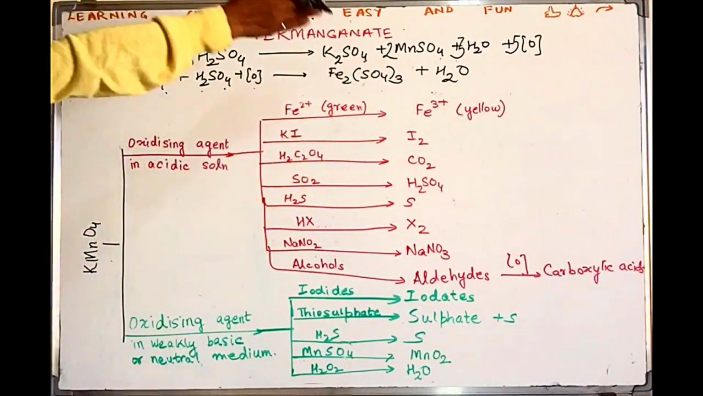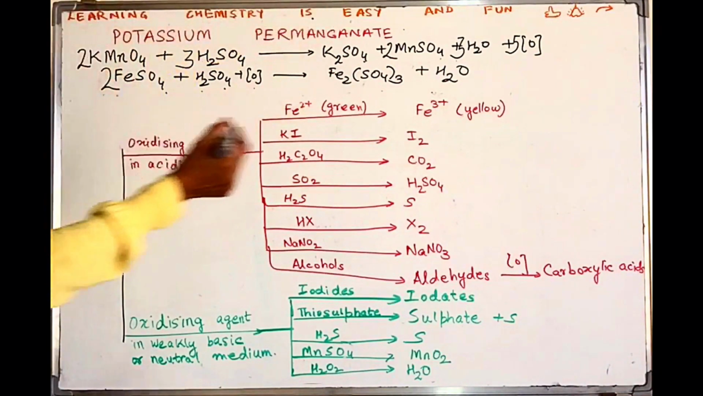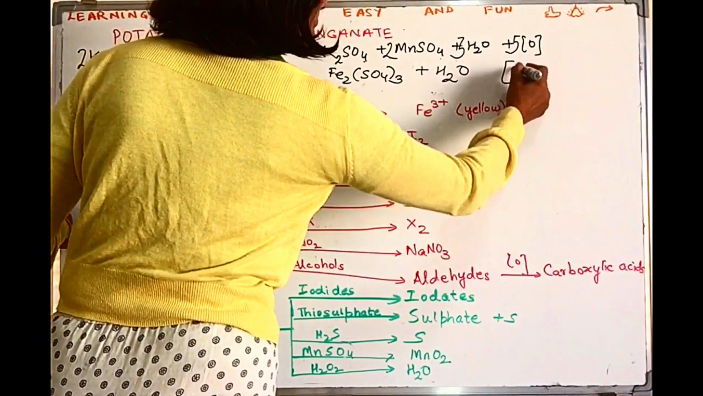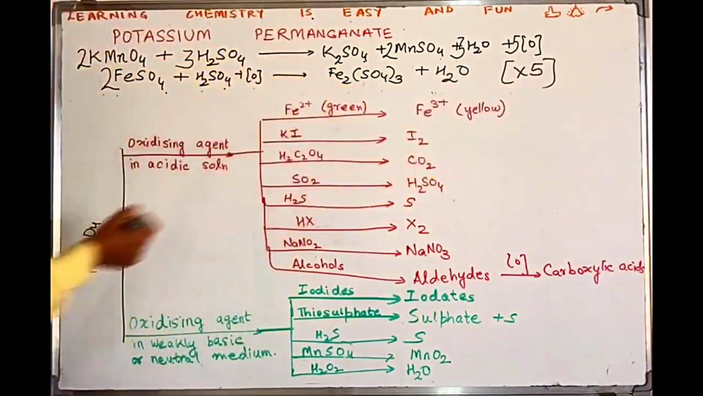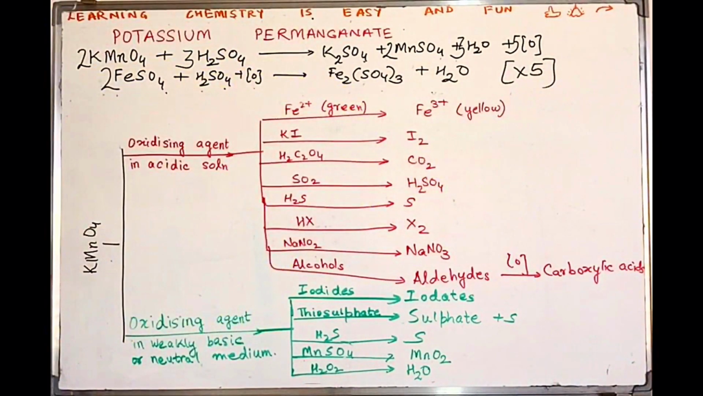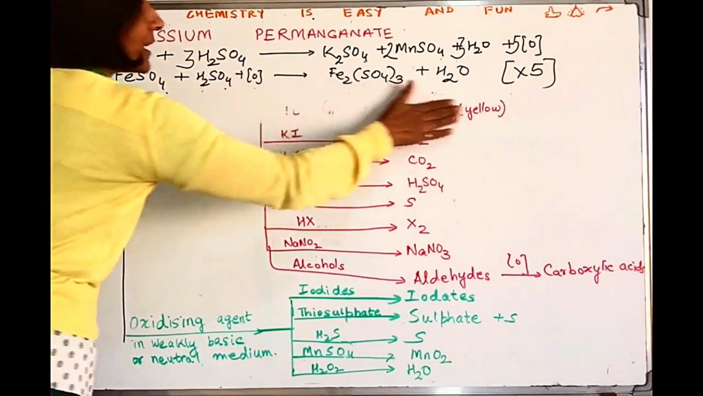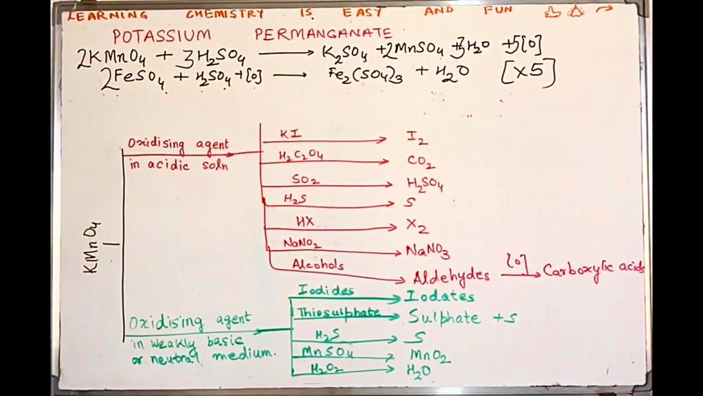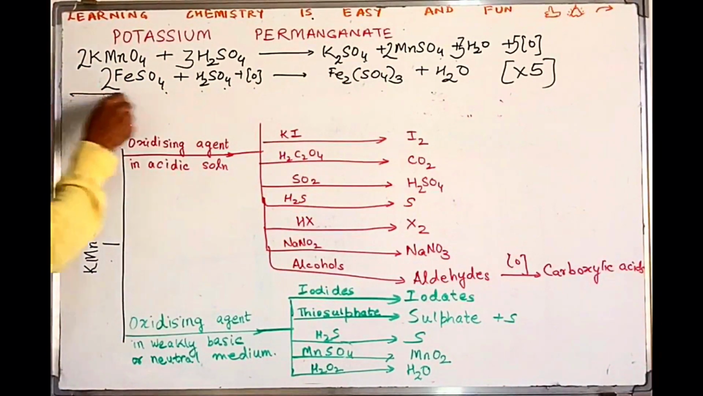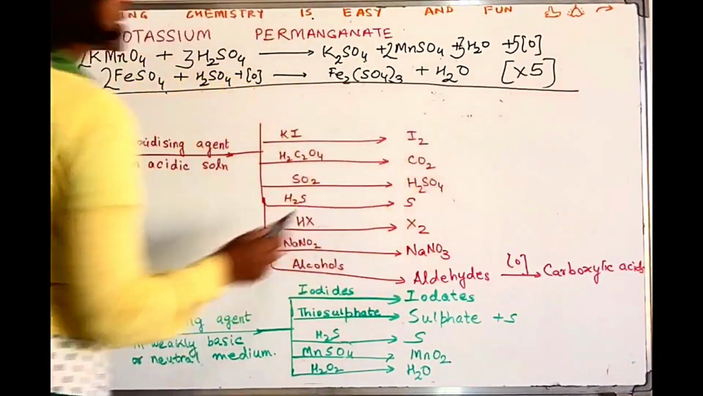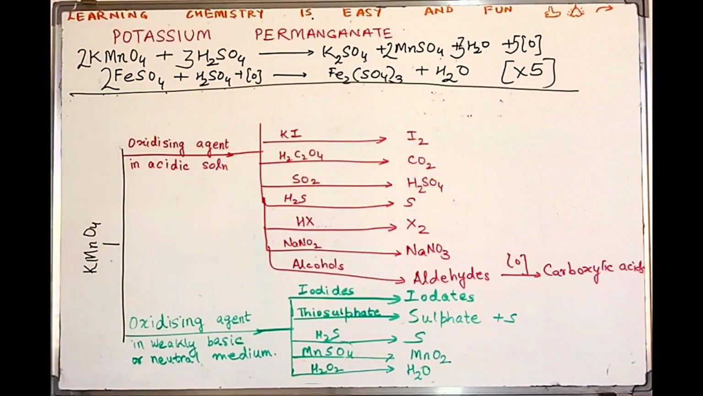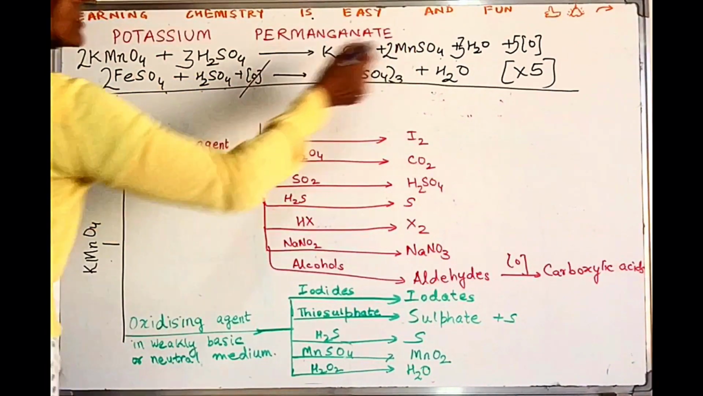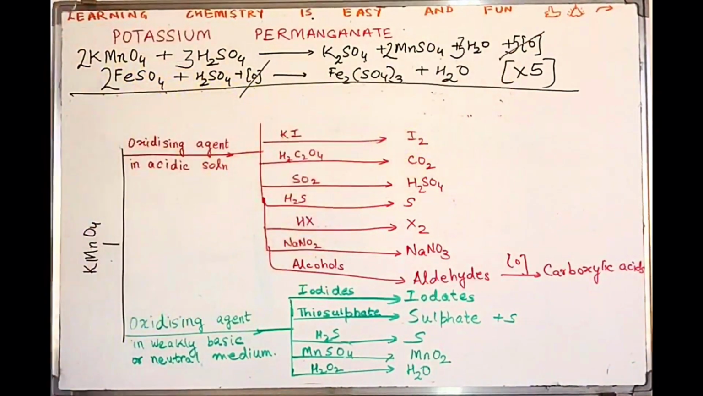Now we've got 5 nascent oxygen being released, so 5 will be used up over here. I multiply the second equation by 5. Since we are already through with this, let me rub it out to give us space to get the final equation. Now 5 nascent oxygen being generated, 5 nascent oxygen being used up. Finish. Now let's add the 2 equations.